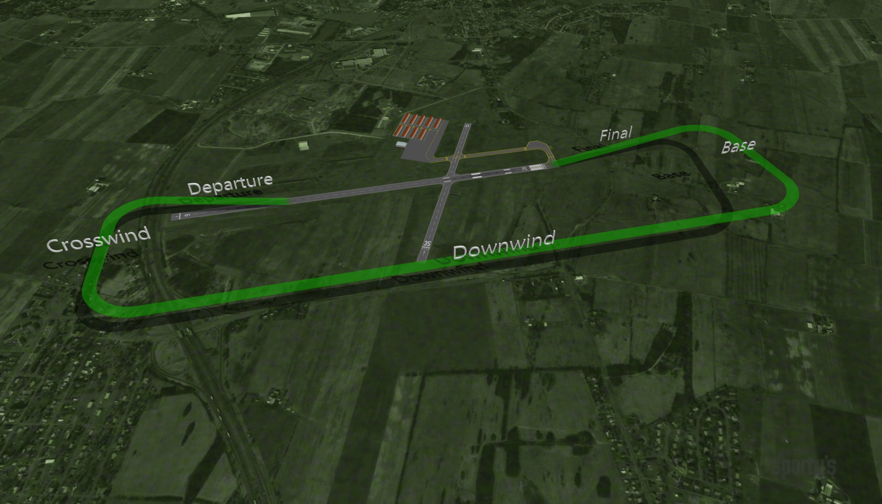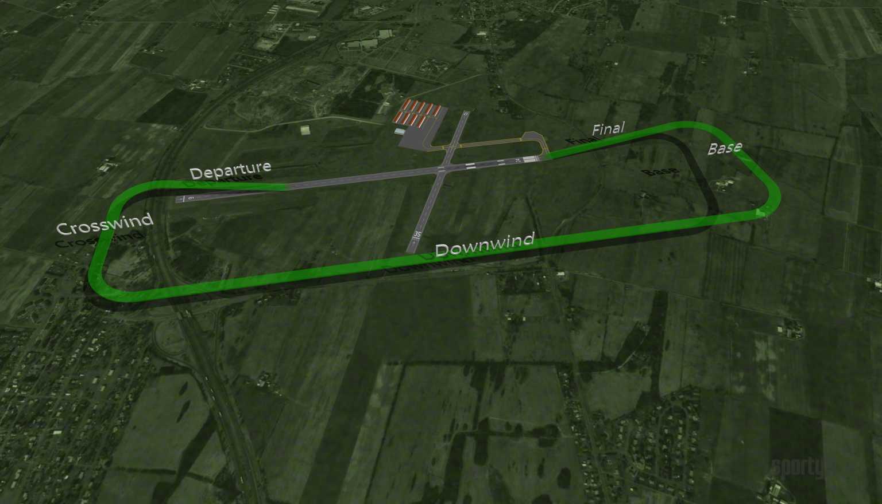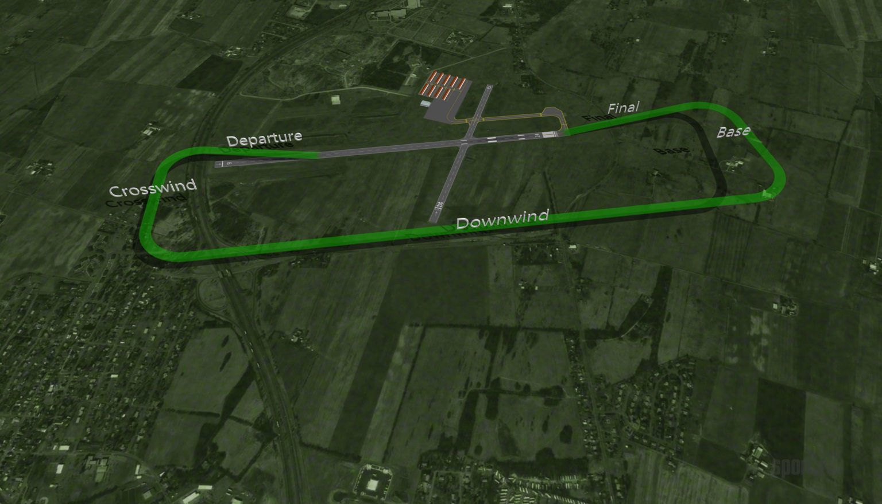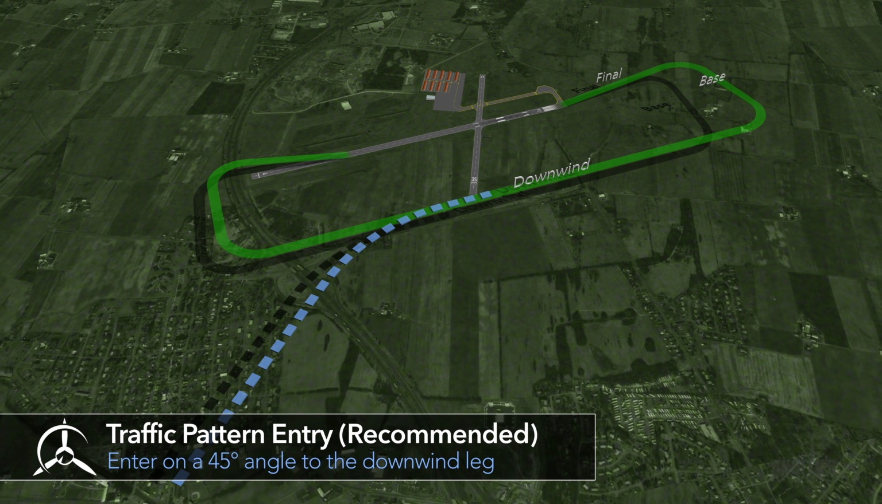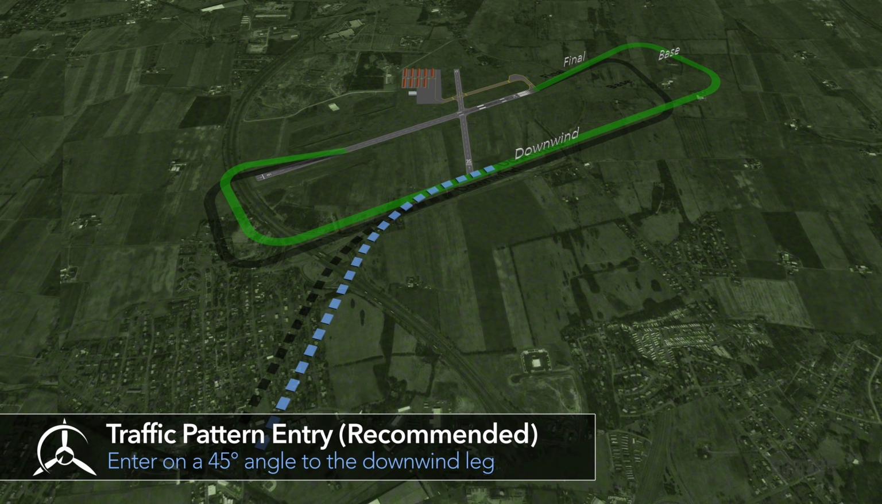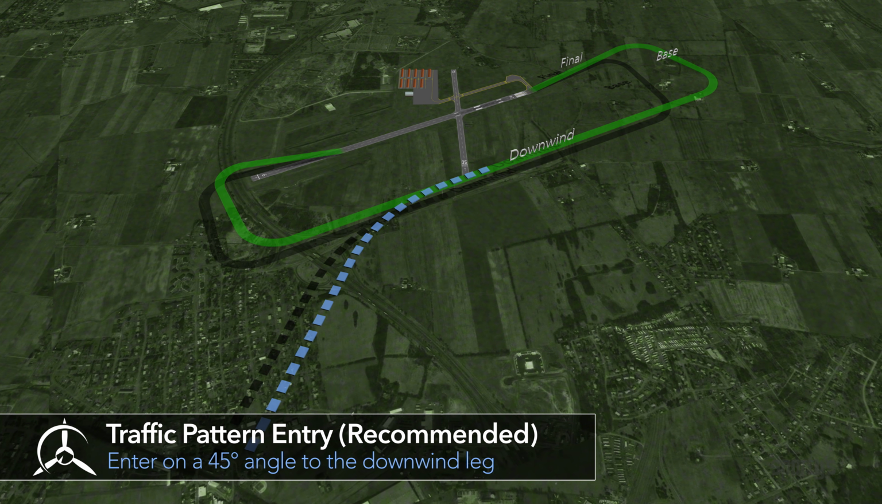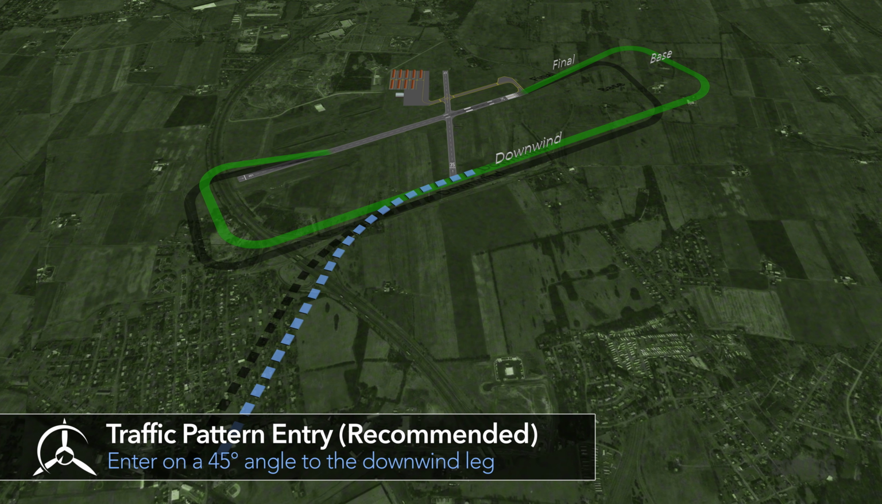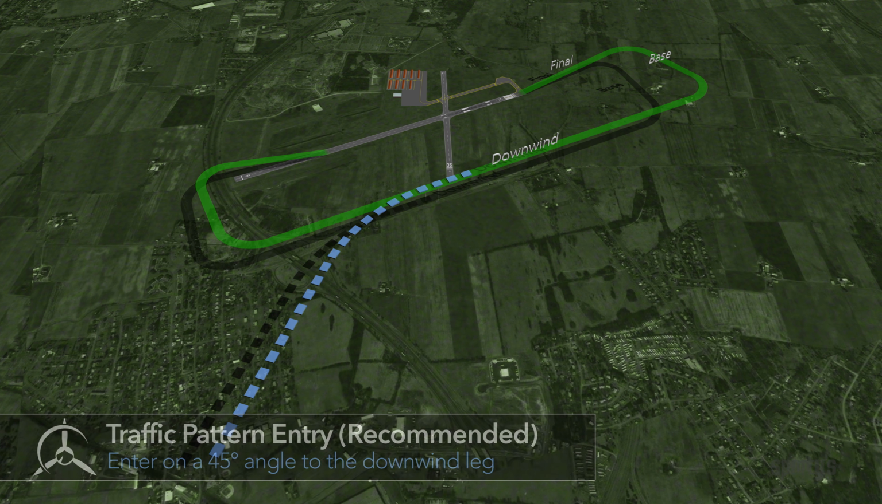This standardized pattern, or flow of traffic, allows pilots to anticipate what other aircraft will do so they can plan accordingly. The recommended entry is made at a 45-degree angle to the downwind leg, opposite the middle third of the runway. This is where pilots of other aircraft expect and are more alert for other aircraft.